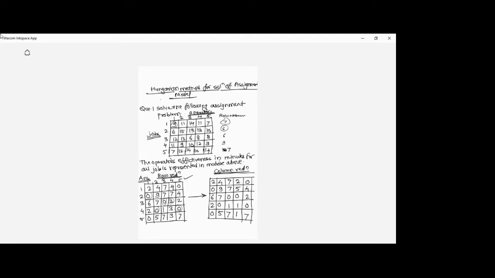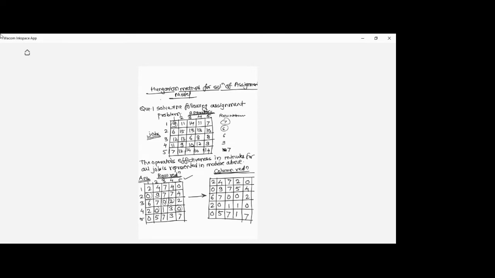Now, why we did column reduction and row reduction, I'll be telling you the philosophy, or why it is to be done, or what we are going to check. After doing the row reduction and the column reduction, what we are going to achieve is that in row reduction, we have made at least one 0 appear in every row. If you see the row reduction matrix, there is at least one 0 in every row.